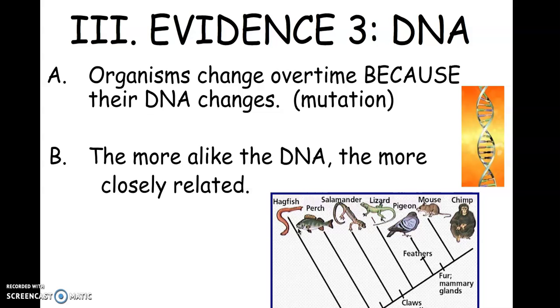Evidence 3, DNA. Organisms change over time because their DNA changes or mutates. The more alike the DNA, the more closely related species are. Here we go. We got all these species. The closer they are together, the more closely related you are. You would find humans up here. Now, at no time am I telling you that we have evolved from apes. At no time am I saying that. I'm saying at one particular point in time, we have shared a common ancestor.